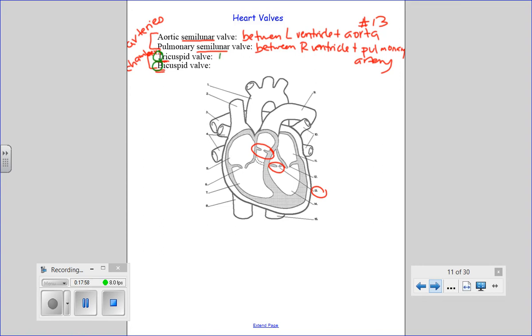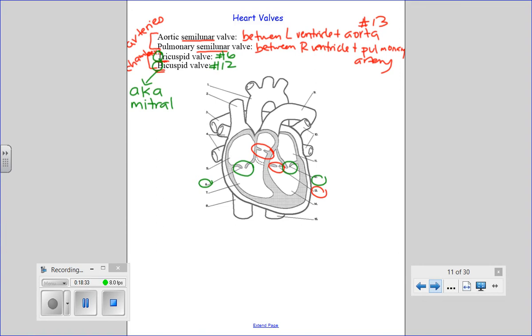So the tricuspid valve is number 6, right here. And the bicuspid valve is number 12, right over here. Now the bicuspid valve has another name, if I could write English letters. It has been called the mitral valve. I prefer bicuspid because that talks about its actual structure, but depending on the resource that we're referring to, you might see it referred to as the mitral valve.